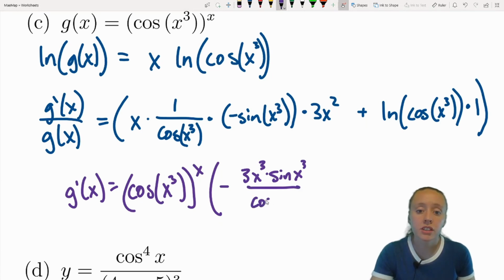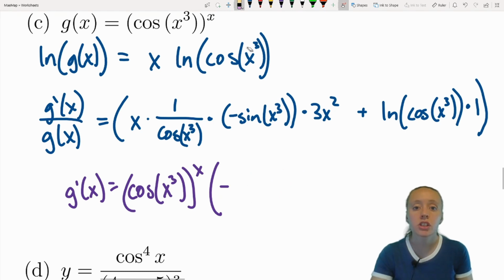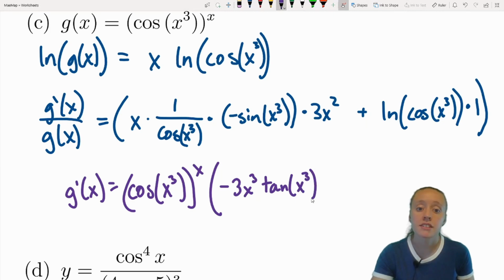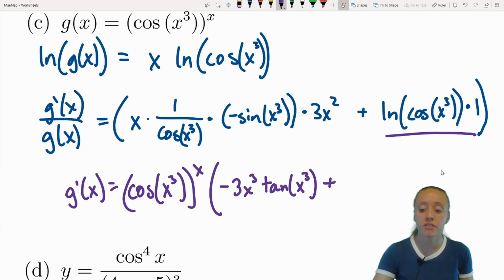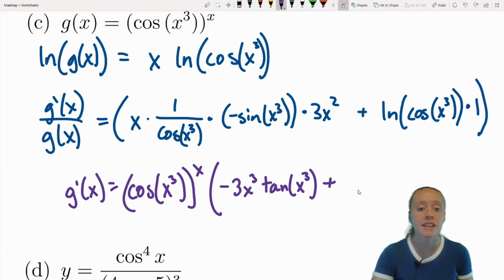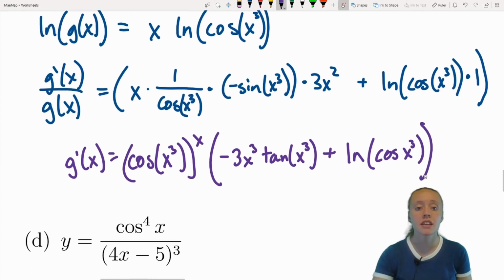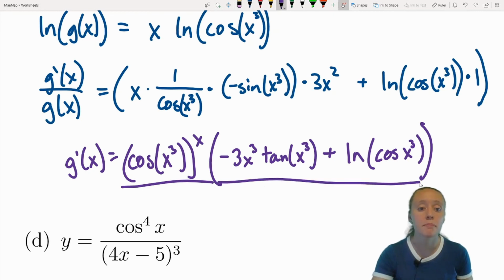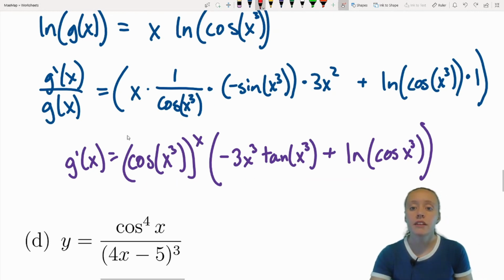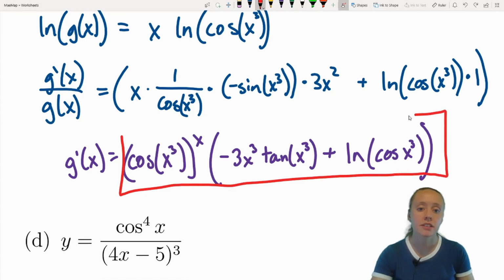all over cosine of x cubed, which I can even simplify down. Sine over cosine, that's just tangent. So I'm going to have negative 3x cubed times tangent of x cubed, because I had a sine of x cubed over a cosine of x cubed, and then I'm going to add that to, can't really simplify this down any, but multiplying by 1 leaves it as is, so the ln of the cosine of x cubed, making sure I include that parenthesis because my original function should be multiplied by that simplified product rule. And there we have it. That's my derivative in part C.